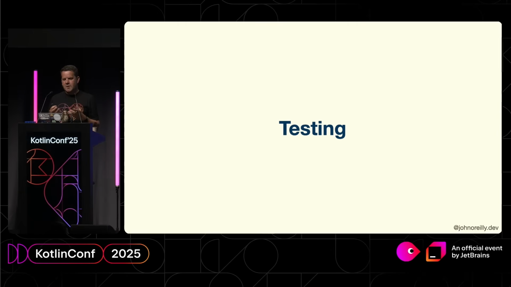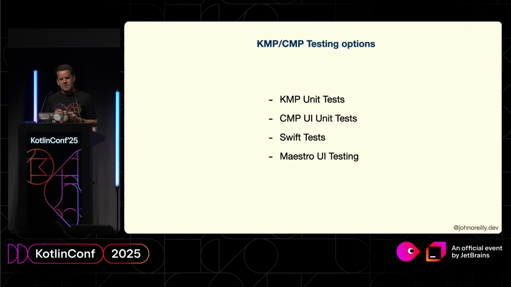Next up, we're going to look at some of the testing options available to us in KMP and CMP apps. These options include running KMP unit tests, CMP UI unit tests, and Swift tests that invoke shared KMP code. I also wanted to show an example of a nice UI testing framework called Maestro that we can use to test both our Android and iOS CMP apps, for example.